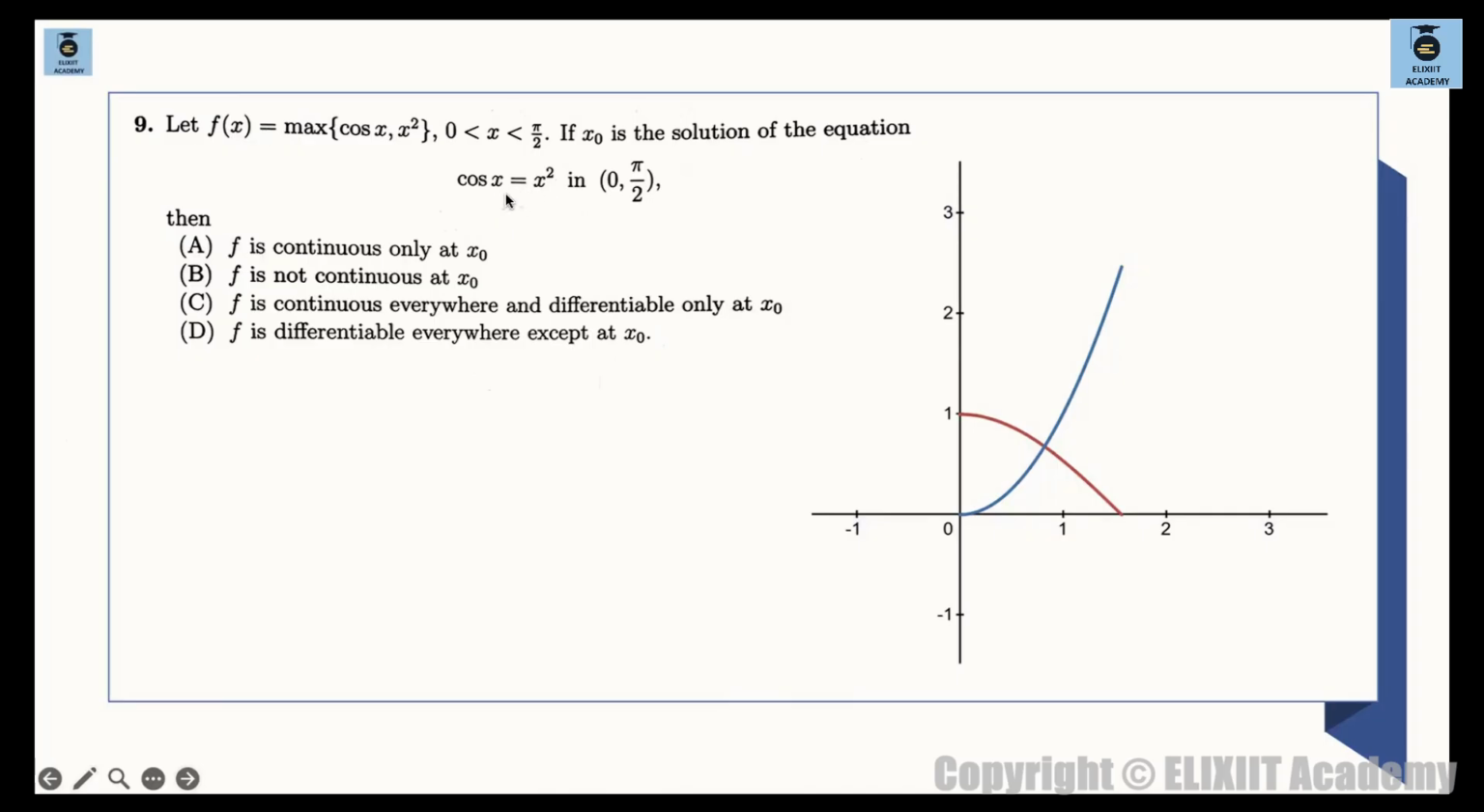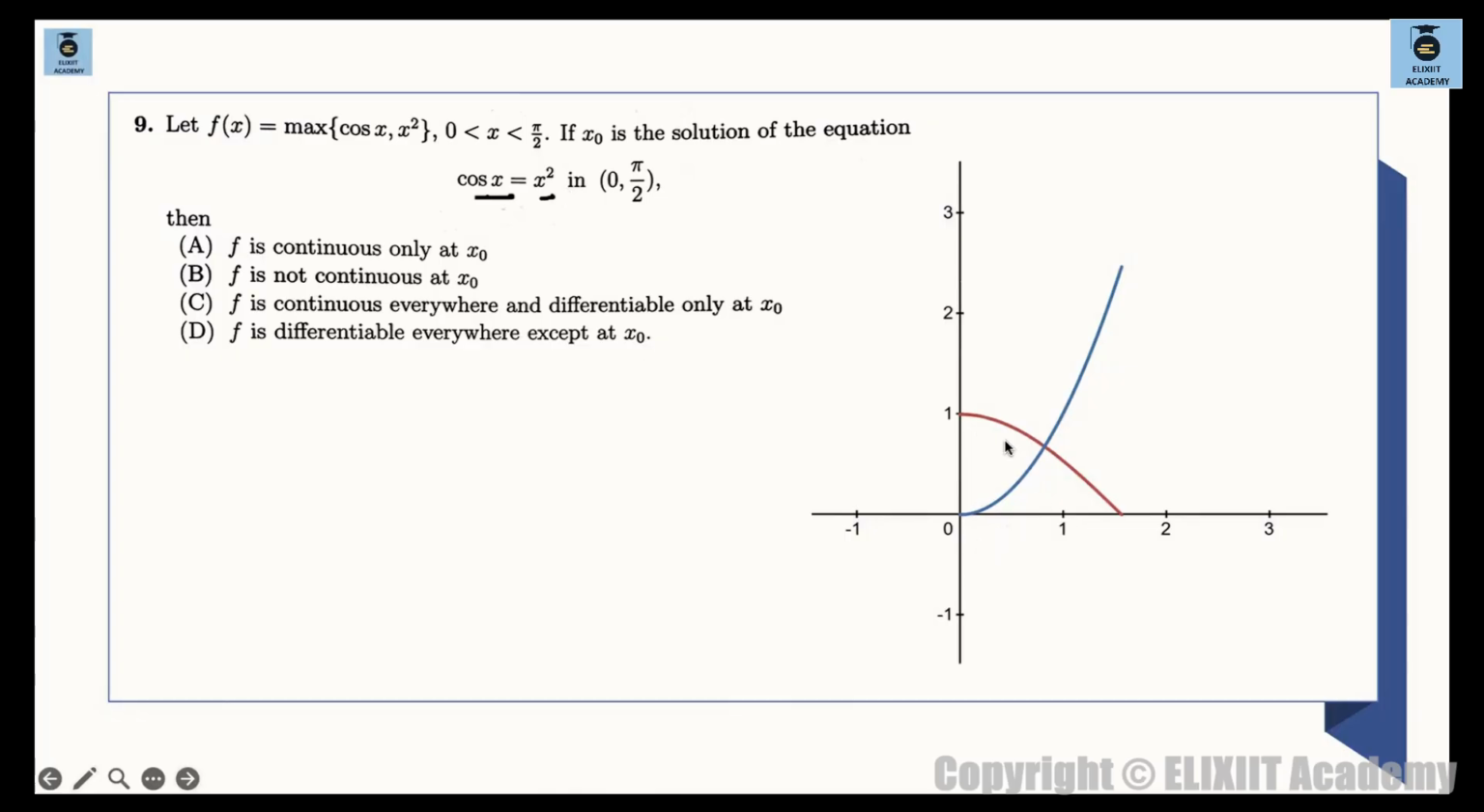Cos x is equal to x square, cos x and x square. Okay, because this equation is not solvable and we need to find out x naught. Right, so x naught is basically the point of intersection of the graph of cos x and x square. Why we cannot solve this thing? We cannot solve this thing in general, but we can definitely have some sort of numerical solution. But we don't need the solution over here. The solution is given to be x naught.